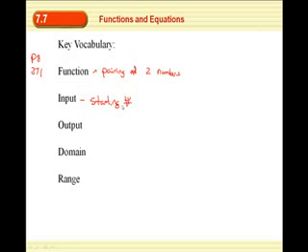Okay, the output is the number that comes out. It's like a machine. You put a number in, it does something to it, and it spits it out. So the input is the starting number. The output is the ending number. Let's do it that way. Okay? The domain is another name for all of the input values. The range is a name for the output values.